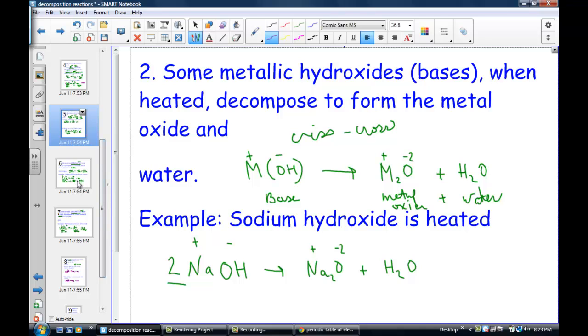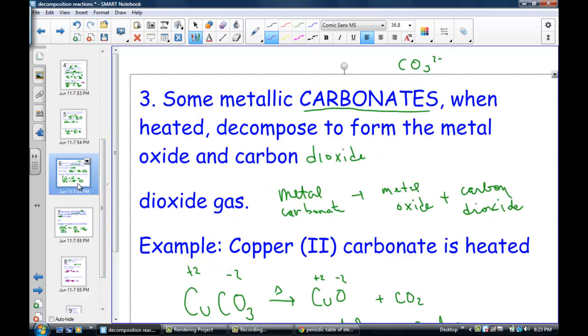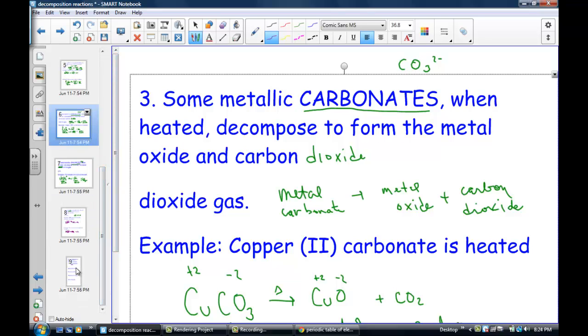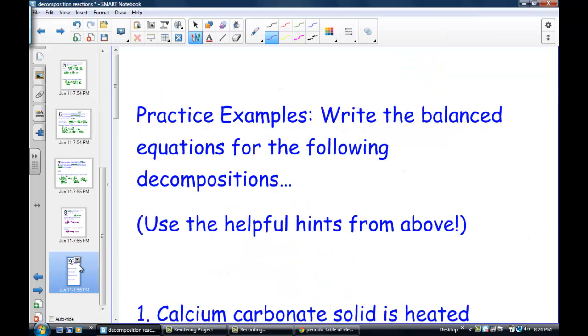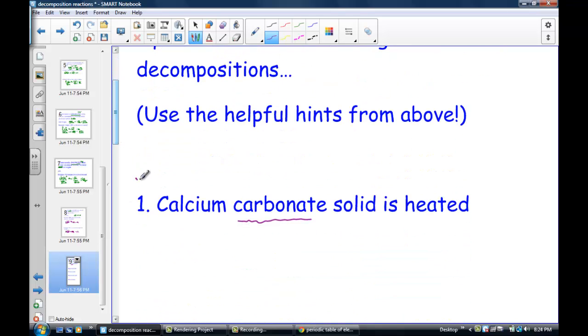Hydroxides, nope. Not number 2. How about this one? Number 3, carbonates. Carbonates decompose to give me oxides and carbon dioxide. So when I consider this helpful hint, we're going to use helpful hint number 3.